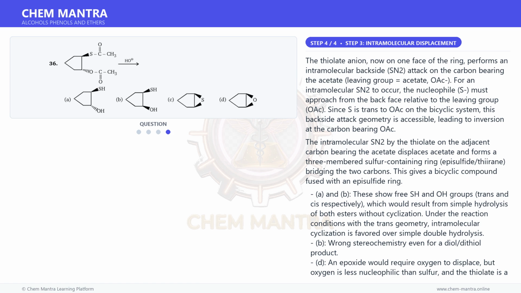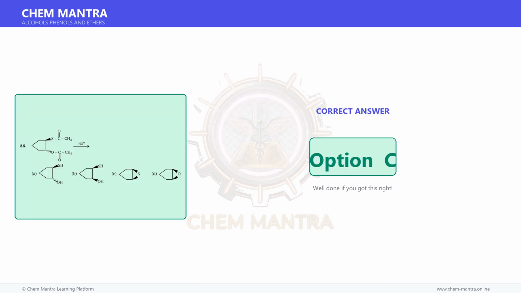D. An epoxide would require oxygen to displace, but oxygen is less nucleophilic than sulfur, and the thiolate is a much better nucleophile for SN2 reactions. The thiolate, S⁻, is a far superior nucleophile compared to an alkoxide for SN2, making episulfide formation, option C, strongly preferred over epoxide formation, option D. Therefore, the correct answer is C. Therefore, the correct answer is option C.